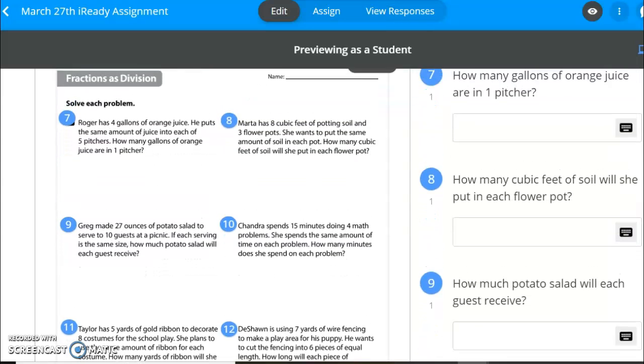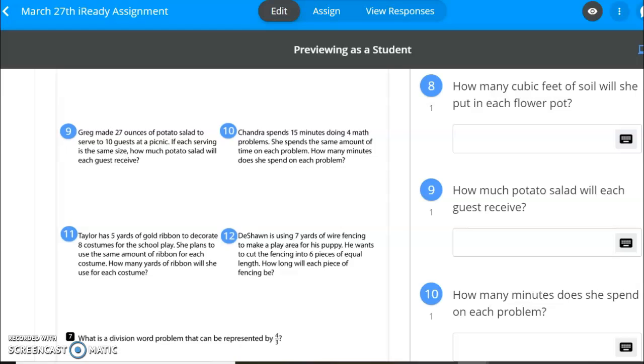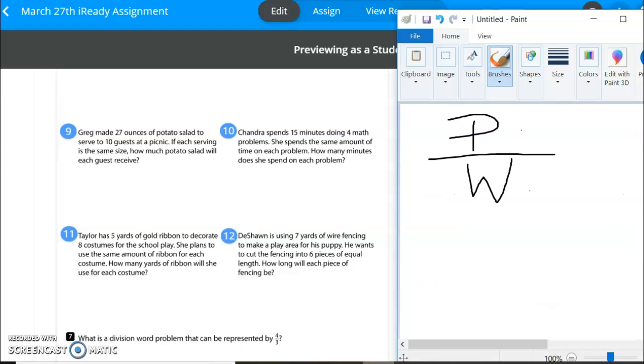Taylor has 5 yards of gold ribbon to decorate 8 costumes for the school play. She plans to use the same amount of ribbon for each costume. How many yards of ribbon will she use? So what's the whole and what's the part?